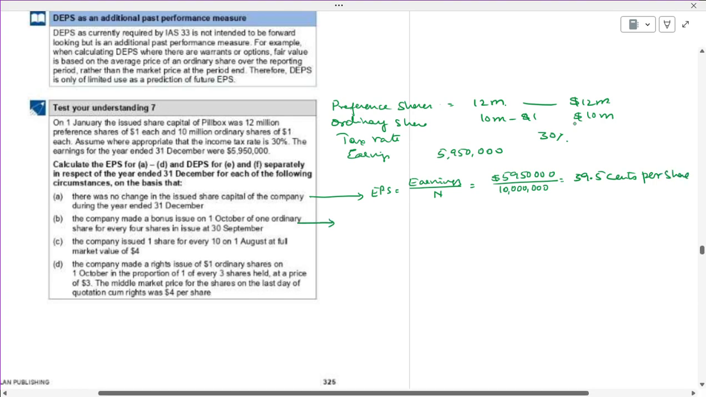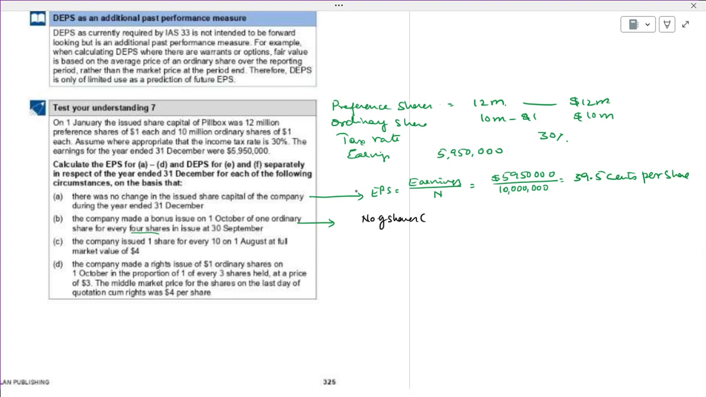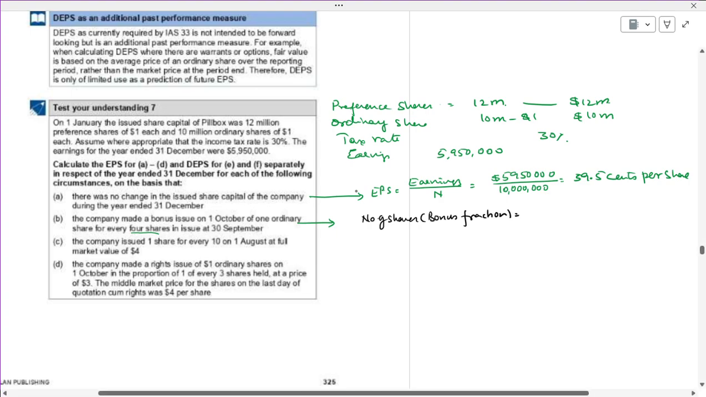Now tell me, they have a bonus issue on 1st October. The company made a bonus issue of one ordinary share for every 4 shares. In that case, how many shares will there be? Earnings will be the same. Number of shares will be how much? What is the bonus fraction?